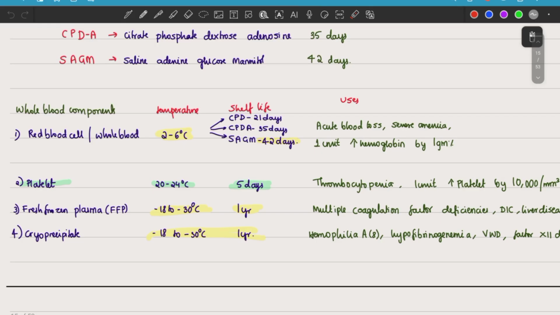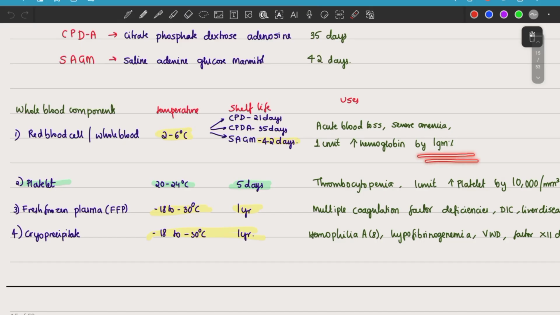Okay. When red blood cells or whole blood is used, the temperature you store at is 2 to 6 degrees Celsius. The shelf life depends on the anticoagulant used. Yes. SAGM, when used, gives 42 days, and it is used in acute blood loss and severe anemia.